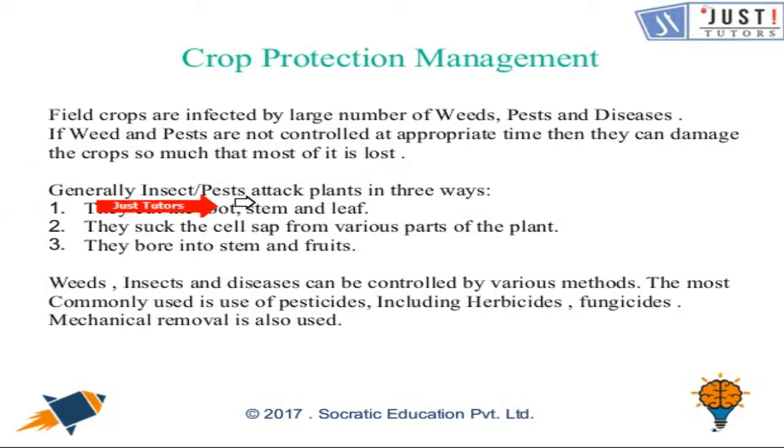Generally, insects, pests, or weeds attack plants in three different ways. They cut the root, stem, and leaf. They suck the cell sap from various parts of the plant. They bore into stem and fruits.